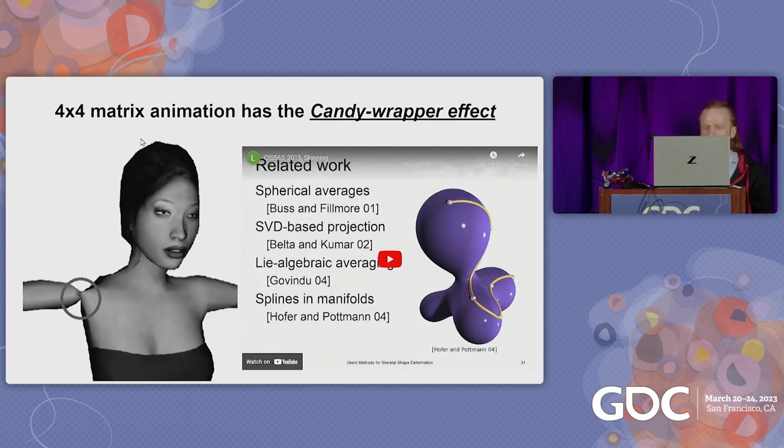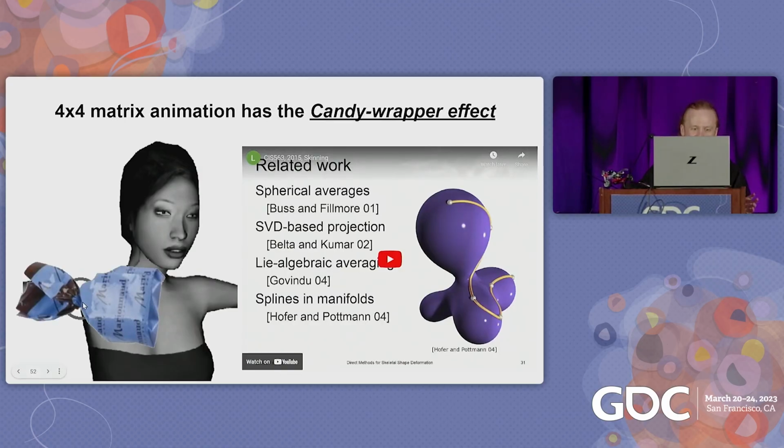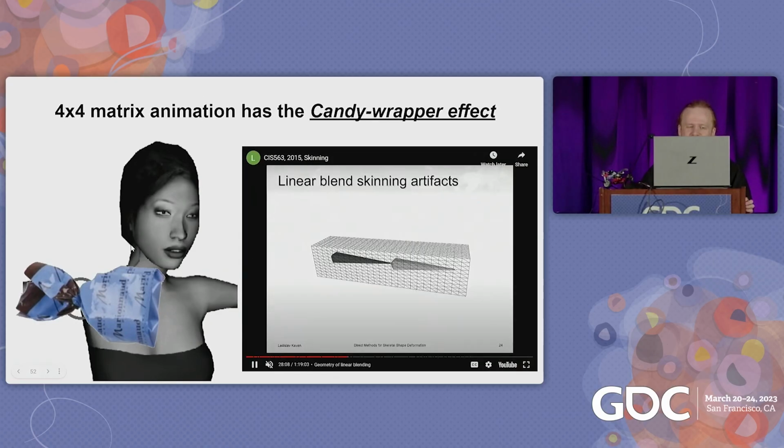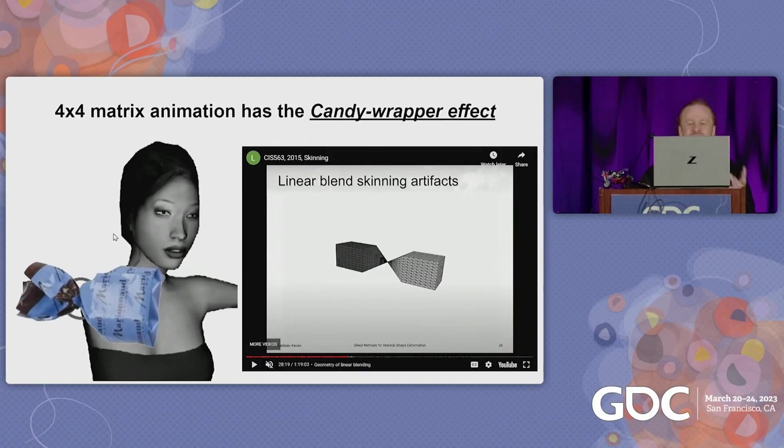4x4 matrix animation also has this thing called the candy wrapper effect. So this poor woman's arm has been twisted up like she's a balloon or something like that. We call it the candy wrapper effect because it's like we've twisted the wrapper of a candy. A candy? I don't know what that means. So why is this happening? Well, her skin is made of a mesh like this, of course, and inside her she's got some bones. And if we twist one of those bones and we try to make the skin follow the bones in a natural way, we kind of see that, oh, okay, I guess that kind of makes sense as a thing to do. But that's clearly not what human flesh does.